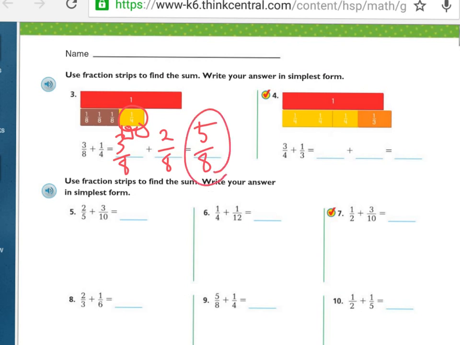All right, I'd like you to do the same thing. You can use the fraction bars that are in the center of the carpet. Work with a partner. I will also be there if you need any help. Good luck.